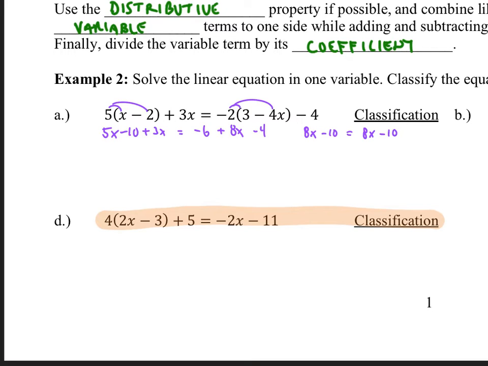So now that I've simplified, I'm going to go and solve. I want to gather all my variables on one side, so I'm going to move 8x to the other side. And as I do that, I end up with -10 equals -10. Again, I should know enough at this point to stop. -10 is always going to equal -10. So that means that this is an infinite solutions situation. And if it's infinite solutions, the classification is identity.